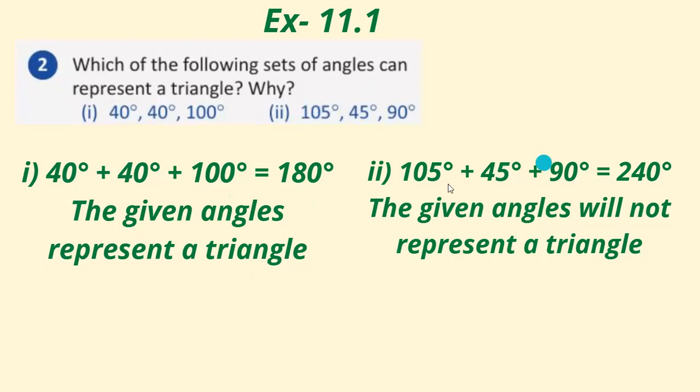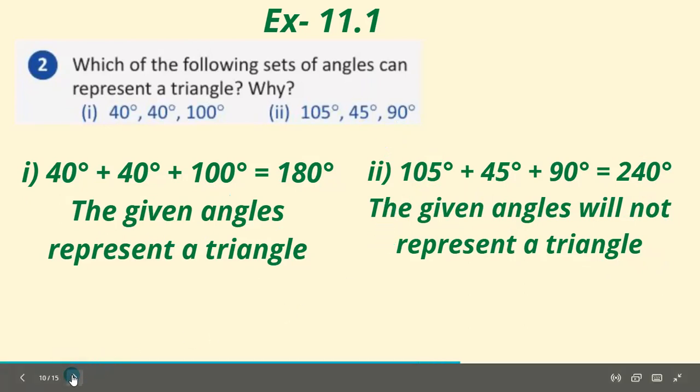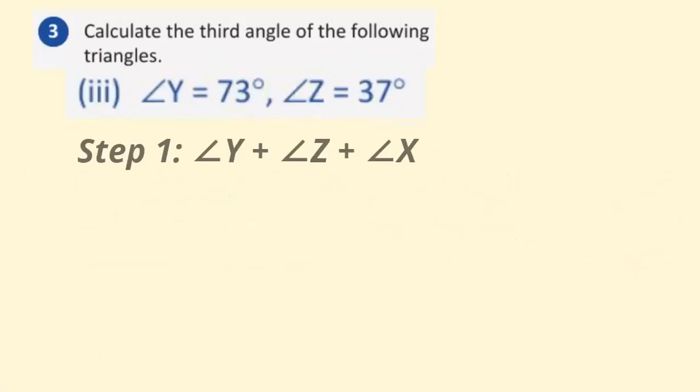Whereas in the second case, 105 degrees plus 45 plus 90 is equal to 240 degrees, which will not represent a triangle, since the sum of angles should be 180 degrees to be a triangle. Clear? Yes. Now the next problem.